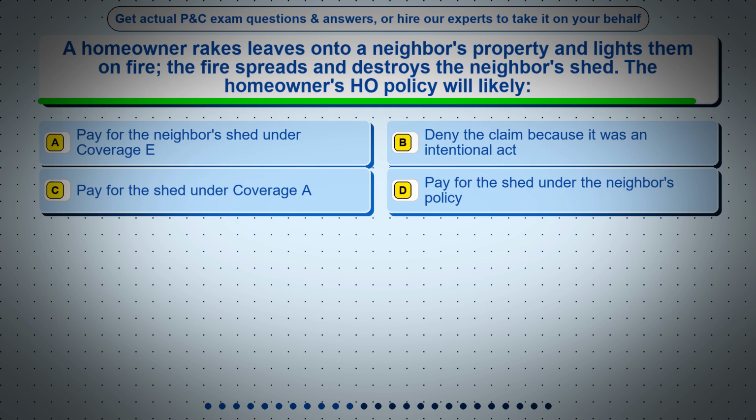Question 11. A homeowner rakes leaves onto a neighbor's property and lights them on fire. The fire spreads and destroys the neighbor's shed. The homeowner's HO policy will likely: Option A, pay for the neighbor's shed under coverage E. Option B, deny the claim because it was an intentional act. Option C, pay for the shed under coverage A. Option D, pay for the shed under the neighbor's policy.